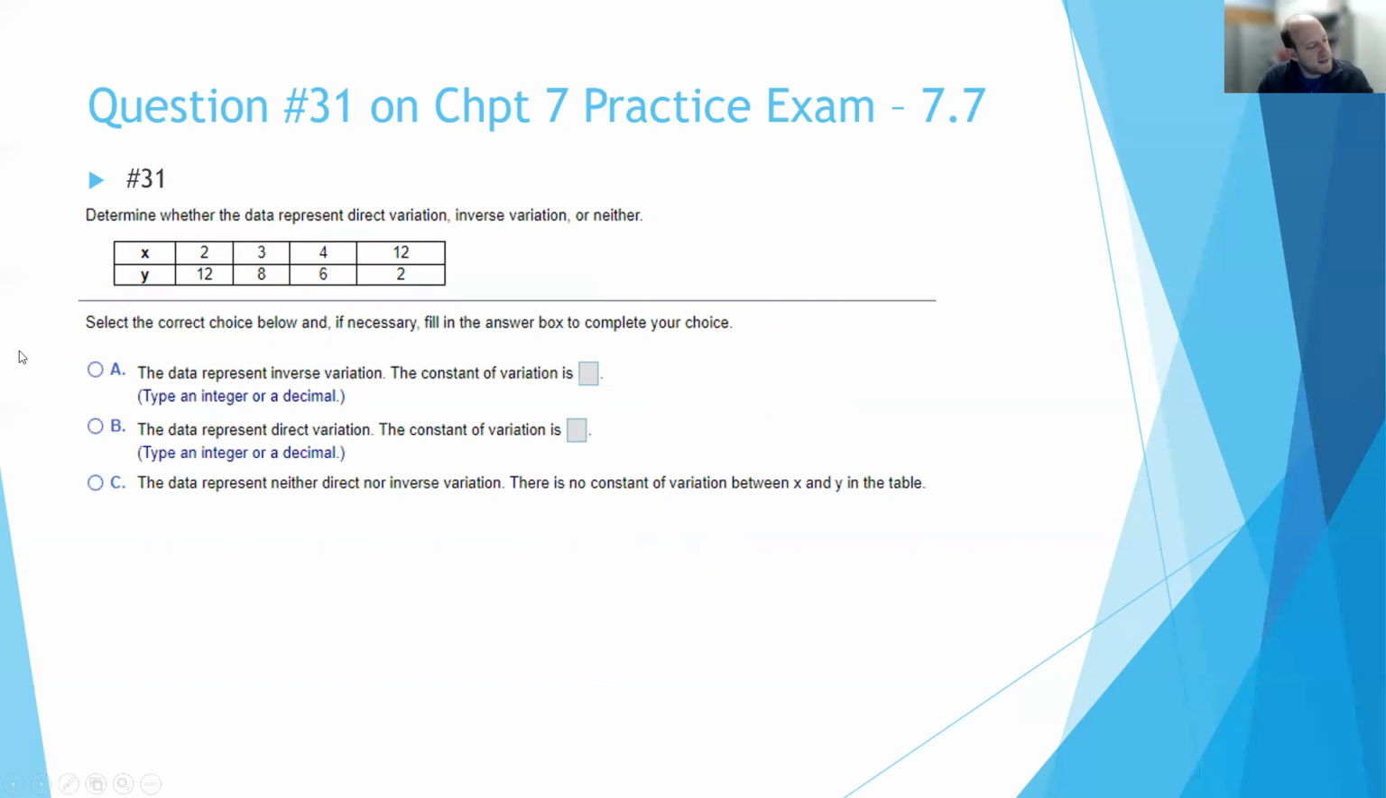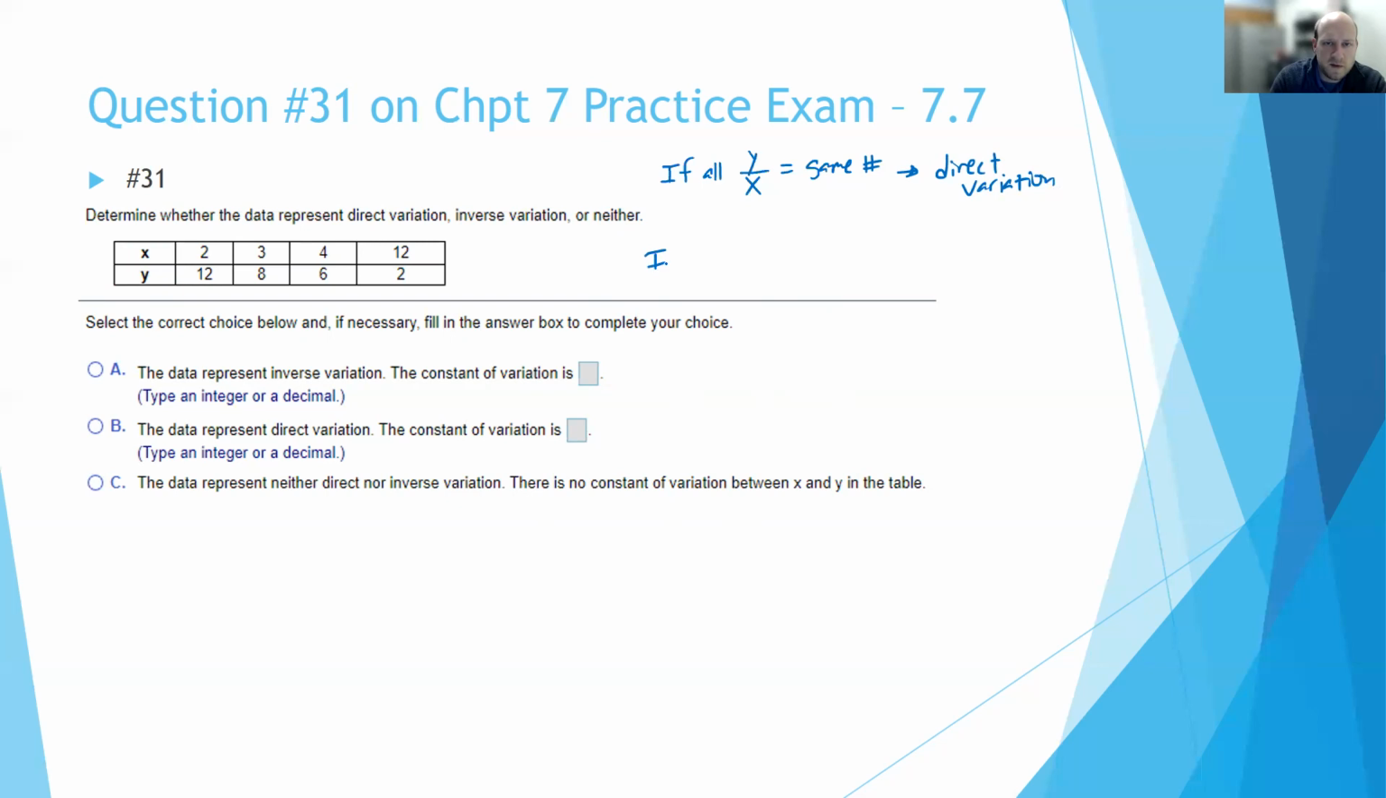And then I think I actually have 3 more questions. So I'll go over some table examples here. We have to determine based on this table whether the data represent direct variation, inverse variation, or neither. And I told you that if all of our y divided by x's in the table equal the same number, what does that tell us? That tells us that it would be a direct variation problem.